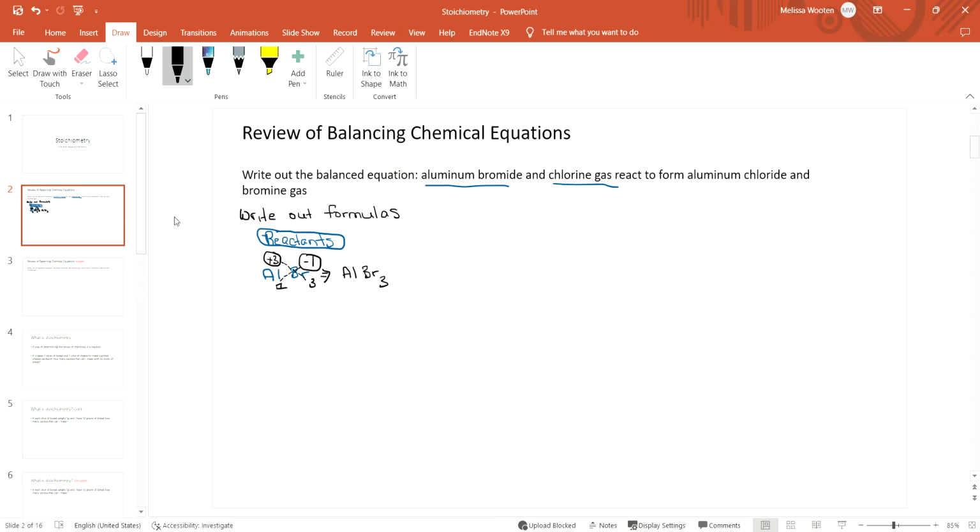Actually, let me do that in the same color so we can keep our reactants and our products separate and color coded. It's going to be AlBr3. Okay. And chlorine gas is just going to be Cl2 because chlorine gas is diatomic. And so that's how we know it's Cl2.